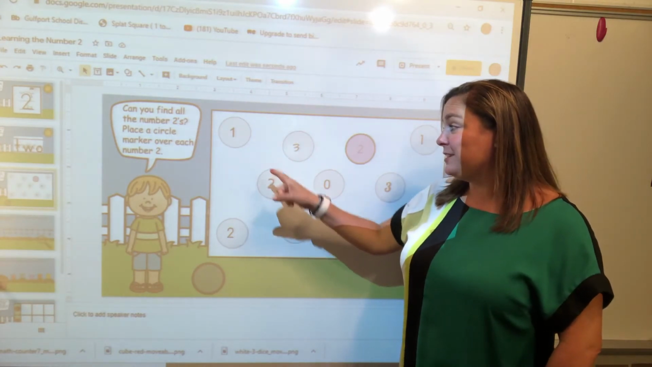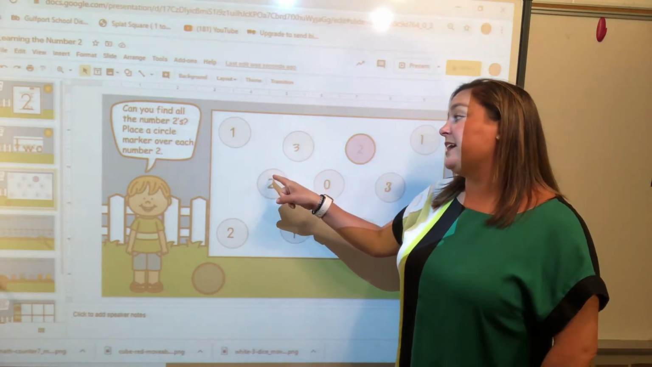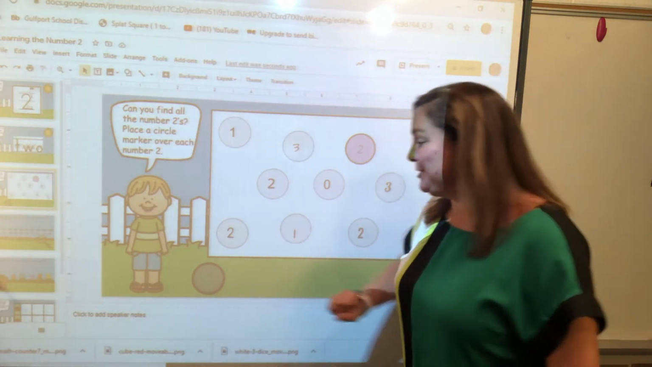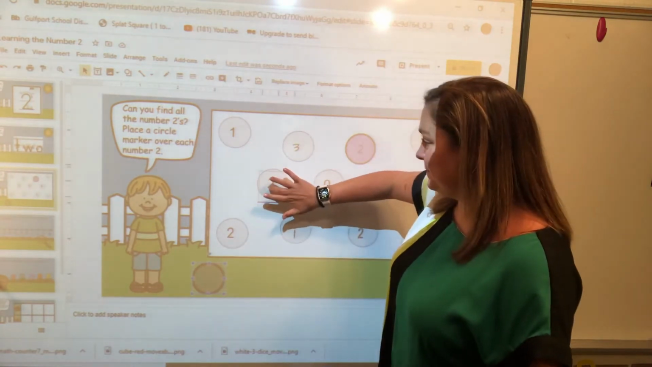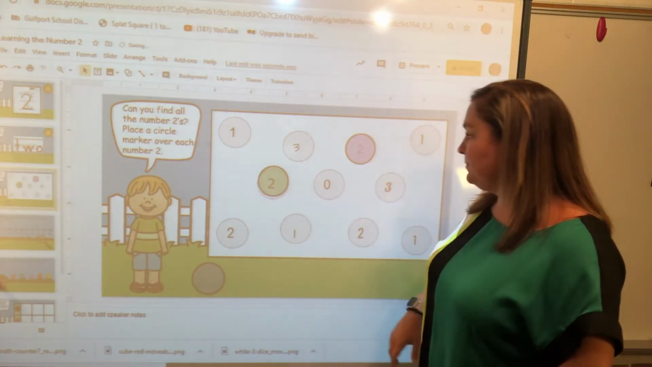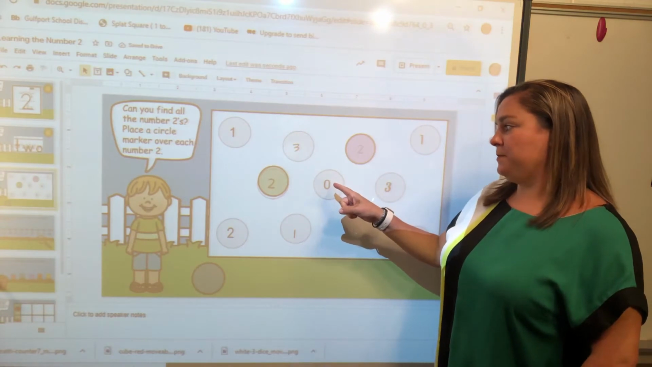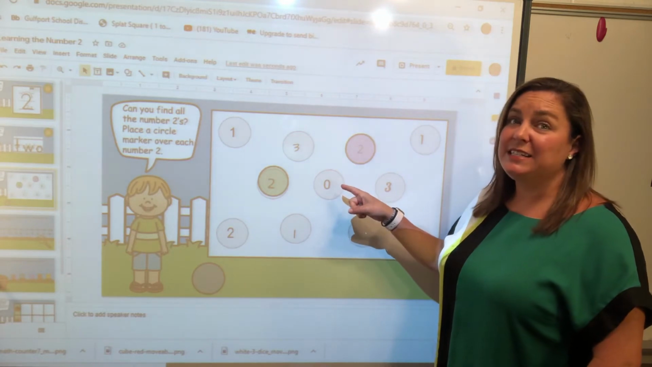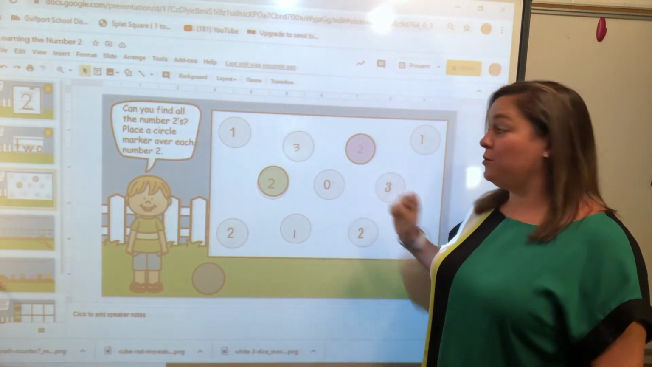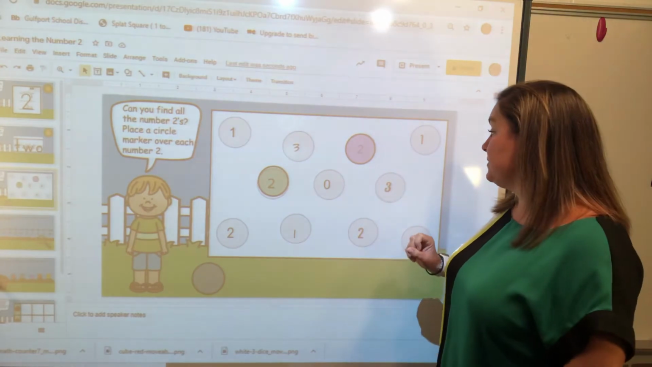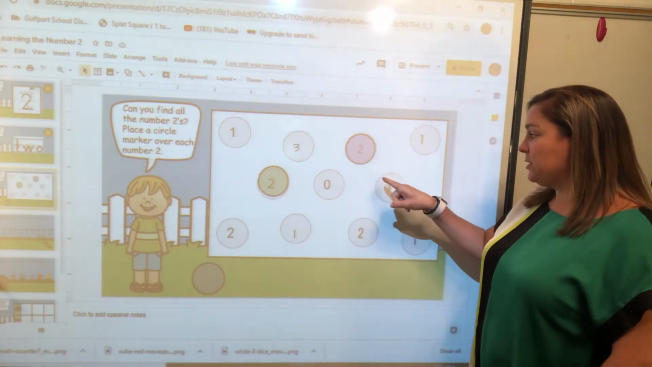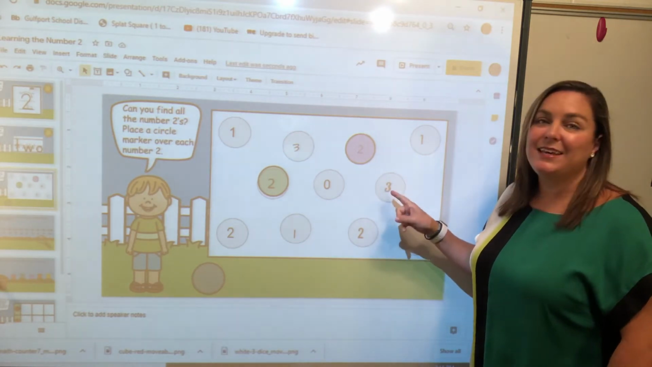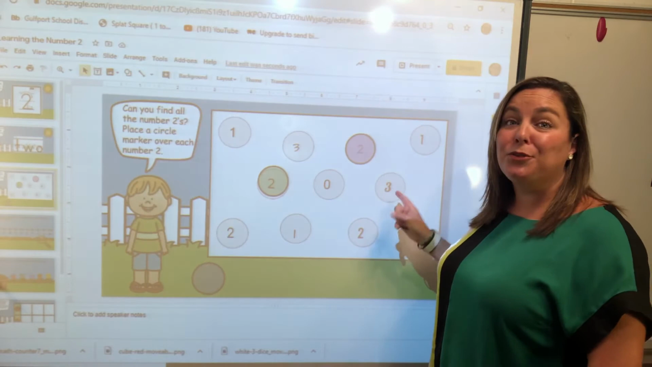How about our next one? I see it does in fact curve around and slides to the right. Yes, it is a number 2. What about our next number? This one curves around kind of like a circle. This is not a number 2. This is a 0. We don't need a marker for it. How about this number? It curves around 1, 2 times. This is not a number 2. This is a number 3.